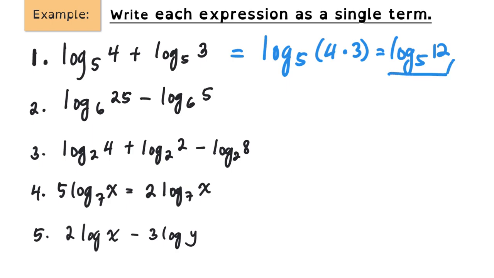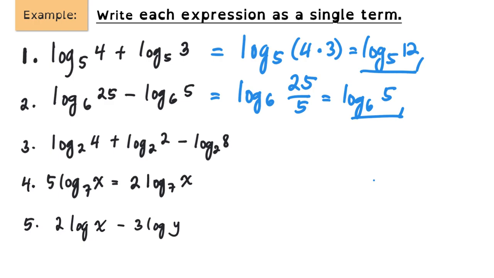Next, log base 6 of 25 minus log base 6 of 5. This is going to be a division. So that's going to give you log base 6, then we're going to say 25 divided by 5. So the final answer here is going to be log base 6 of 5. Next, this is going to have at least two operations. Log base 2 of 4 plus log base 2 of 2. This is going to be a multiplication, and this is going to be a division.